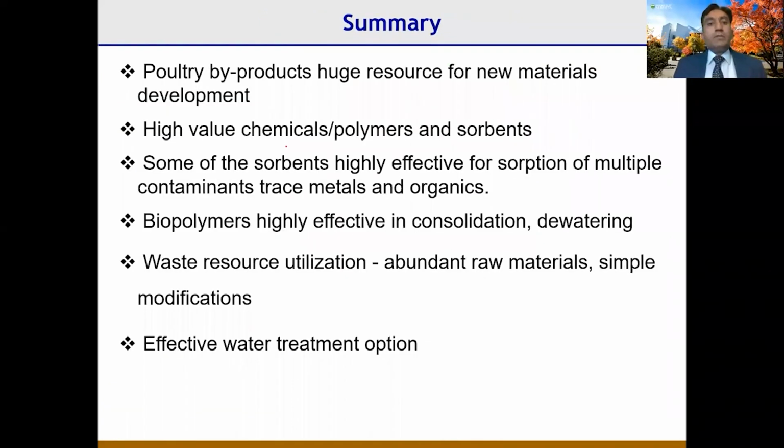In summary, I would say poultry byproducts are a huge resource which can be used for renewable material development. We can produce different types of chemicals, polymers, and sorbents for different applications, for the removal of metals, naphthenic acids, and other contaminants, as well as consolidation of tailings, efficient dewatering, remediation, and those kinds of applications.